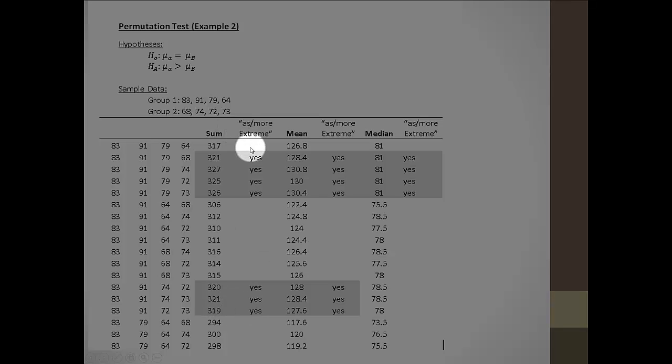And so what we'll do then is sum up the total number of yeses and divide by 70, since that's the number of combinations. And that will be our p-value, the chance that we would get as high or higher than the one we had by chance alone.